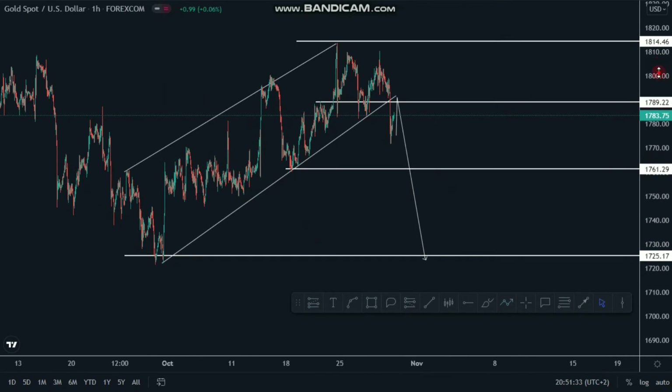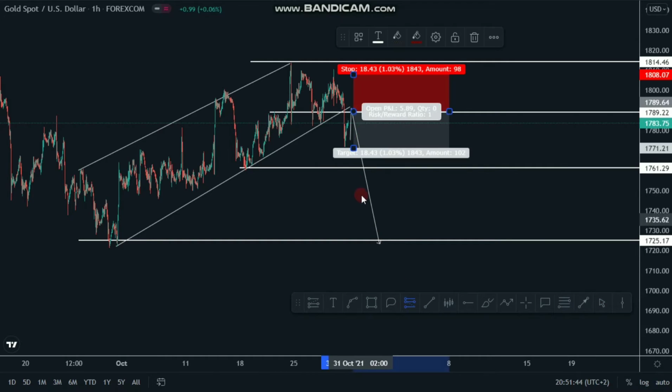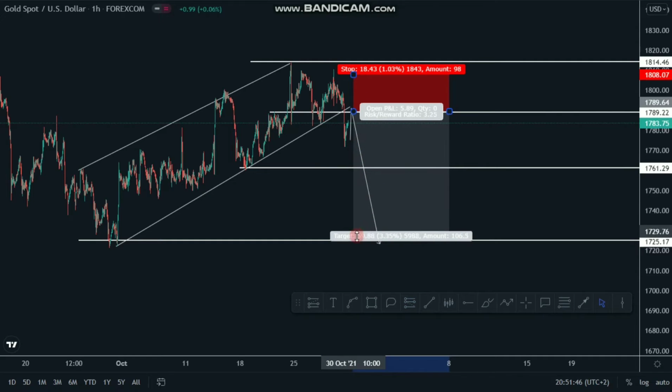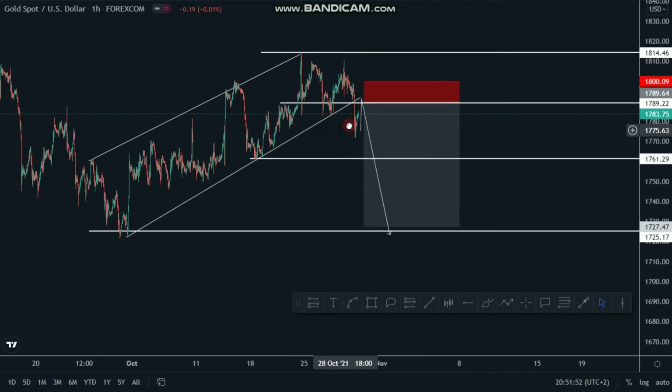We're expecting selling opportunities from Monday, so you're going to monitor it until we get to the price of 1789, and from here we can possibly take selling opportunities with a stop loss from here, and our target being this price. This price is our overall target, then putting our stop loss 10 points away in order for us to be safe from any spikes.